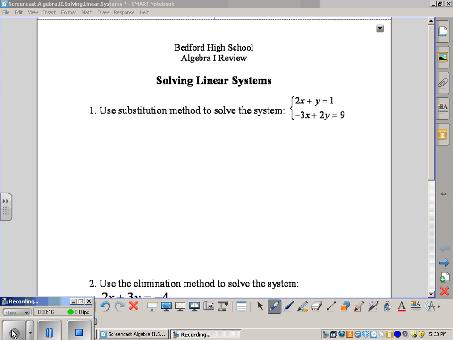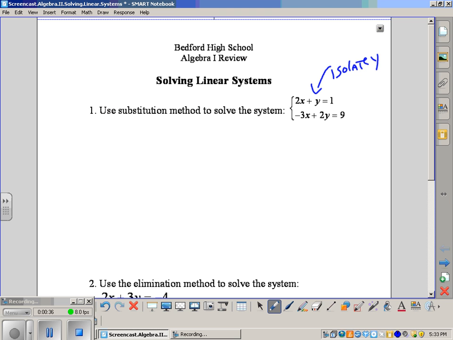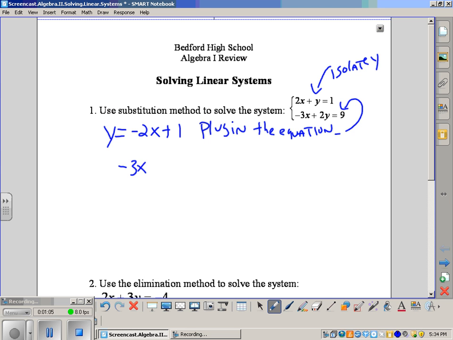And here we go. So the first one is using substitution method, solve the system 2x plus y equals 1 and negative 3x plus 2y equals 9. So with substitution, looks like I'm going to isolate the y. I get y equals negative 2x plus 1. And I'm going to plug the equation y equals negative 2x plus 1 into the second equation, so into this one right here. And so I've just made the substitution.